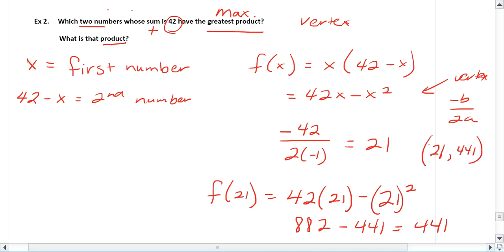So we need to interpret this. We're asked to find the two numbers. And when you're maximizing, 1 plus 41 adds up to 42, but they don't have the greatest product. So if you keep going, you will find that 21 is your first number, and 21 is your second number, and these two together give us the maximum product, and this product is the 441.